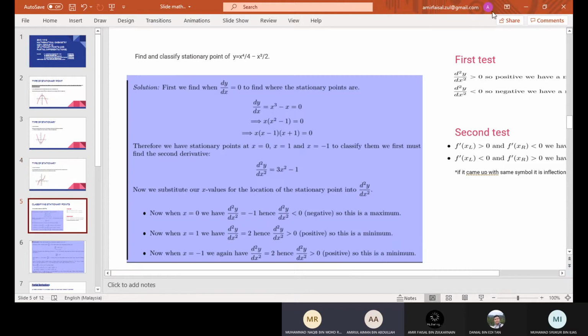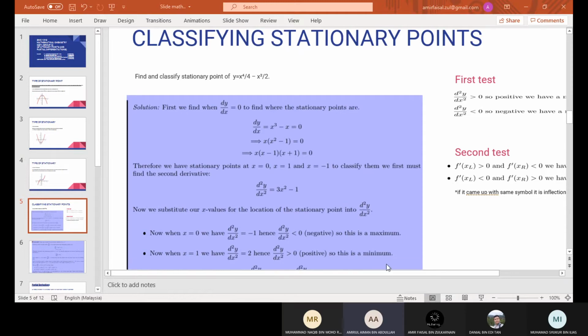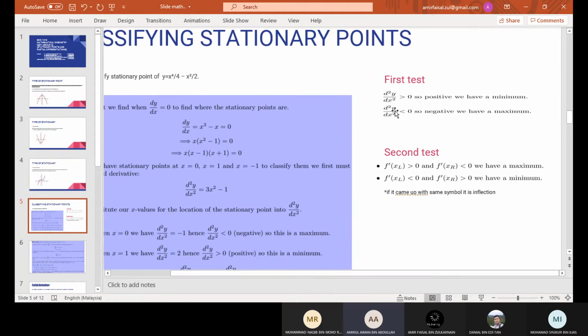Okay, kita akan teruskan dengan classifying stationary point. Dia ada 2 cara, iaitu first test dengan second test. First test ni kita akan gunakan second derivative. Lepas tu kalau kita dapat nilai dia lebih besar daripada kosong, dia adalah minimum. Kalau dia dapat lebih kecil daripada kosong, nilai dia adalah maksimum. Tapi bila dia dapat sama dengan kosong, kita akan gunakan second test, iaitu kita akan guna first derivative tu.